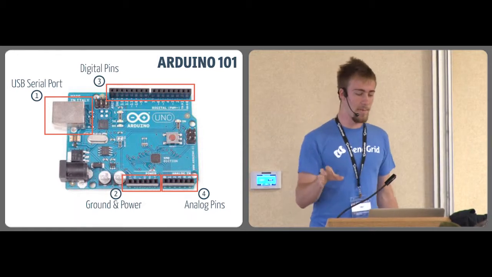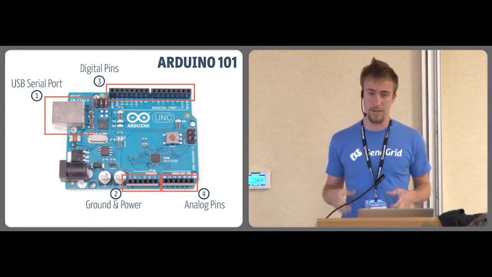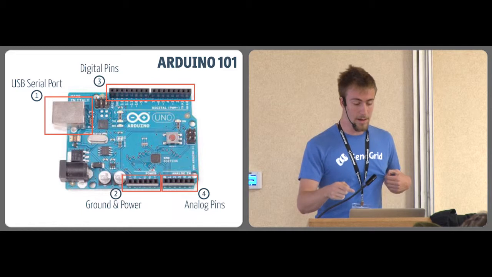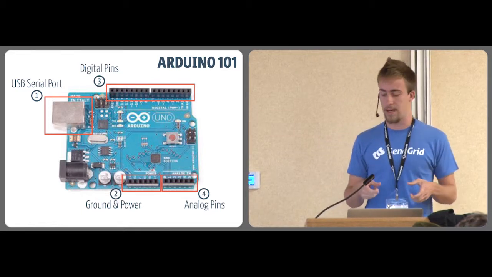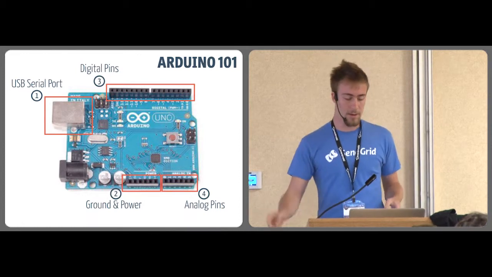I've highlighted in red the important pieces on a board. This is an Arduino Uno, which is the most common board, which is probably the one that you guys have. Number 1 is a USB serial port. That's what we're going to be using a lot today to talk to these Arduinos. It lets us do communication between our computer and the Arduino.